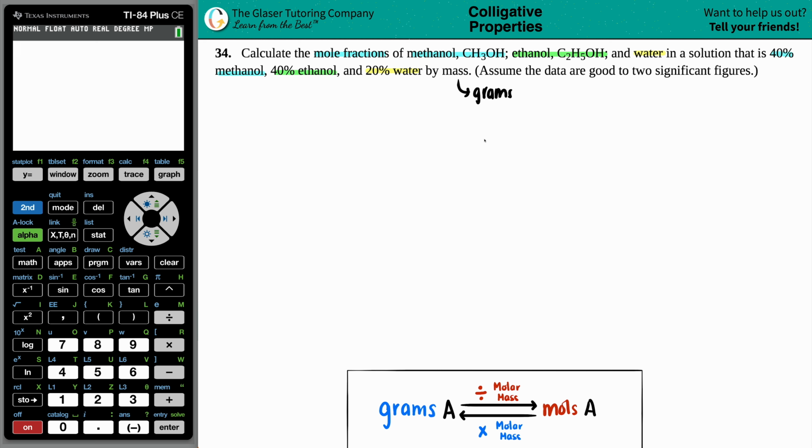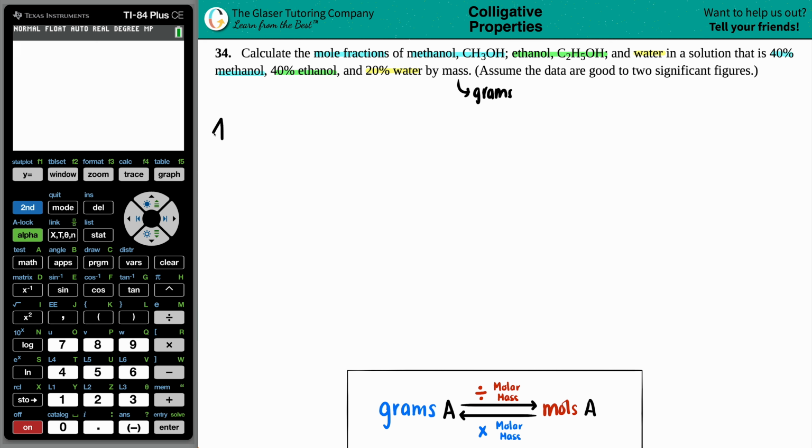Okay, so they gave us a solution here. A solution is just basically a bunch of substances mixed into one another. In this case, we have 3 different components. We have a methanol, an ethanol, and the water. And we have to find the mole fractions for all 3 of these. But they only gave me percents. So let's just list this out.